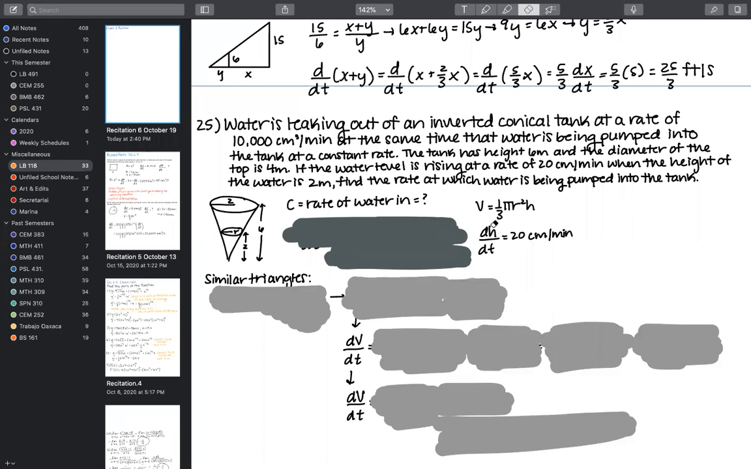So the kicker about this problem, let's back up here. It says the inverted conical tank is leaking at 10,000 centimeters cubed per minute. So that's a negative rate of change. It's leaving the tank. But at the same time, we've got a constant rate of water coming in. And so our larger dV/dt, the rate at which volume is changing, is going to be a combination of the water going in and the water going out. And so it's going to be C minus 10,000 centimeters cubed per minute. This is something that we come back to at the end.